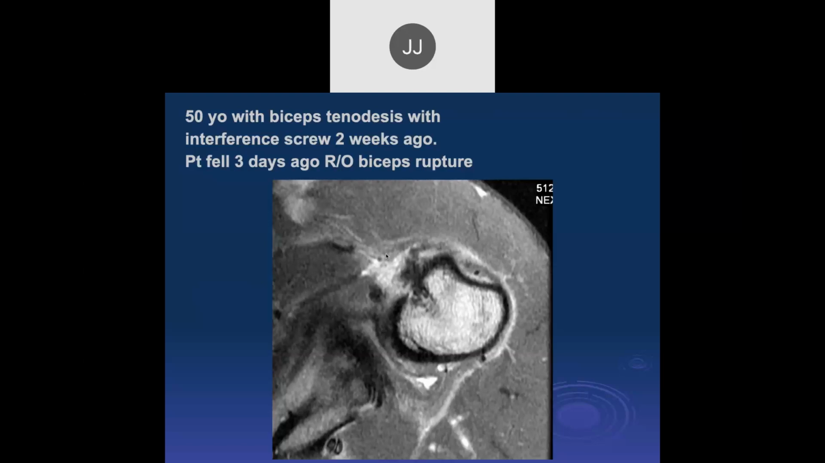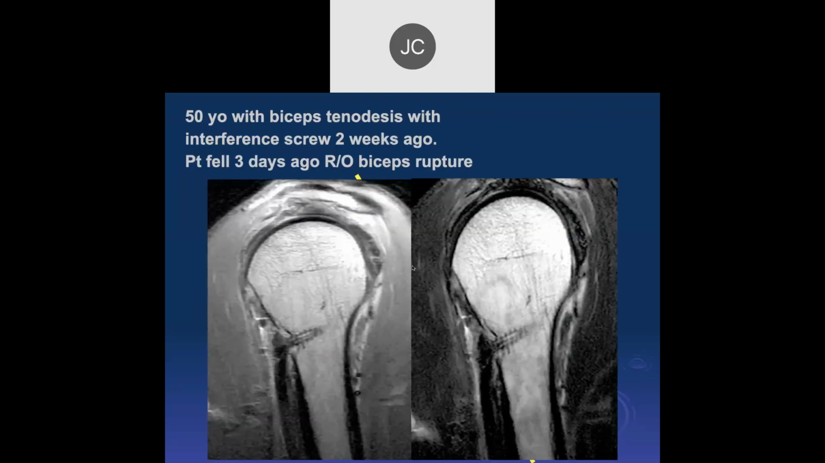Okay. All right, so we have a 50-year-old with biceps tenodesis with interference screw 2 weeks ago. Patient fell 3 days ago, and they want to rule out a biceps rupture. I do see that anchor in the proximal humerus, and the biceps looks kind of frayed. So we did an oblique sagittal sequence and through here, getting cross section. This is what it looked like. Superiorly it looks frayed and increased in signal, but it looks like it's probably still intact. So we told him it was intact.